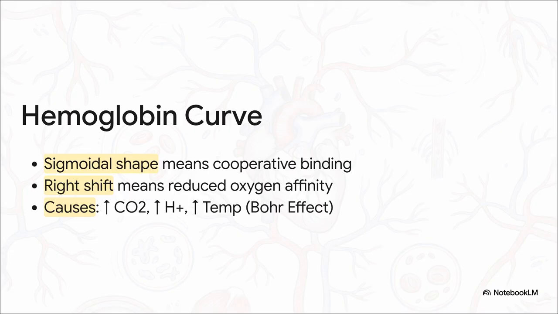When you exercise, you produce more CO2, more hydrogen ions, and more heat. All of these factors cause the curve to shift to the right. A rightward shift means hemoglobin has a lower affinity for oxygen, meaning it'll drop off more of its oxygen payloads exactly where those starving, exercising tissues need it most. Also, remember that increased 2,3-BPG causes a right shift too, whereas fetal hemoglobin is shifted to the left, which gives it a higher affinity to pull oxygen away from the mother's blood.